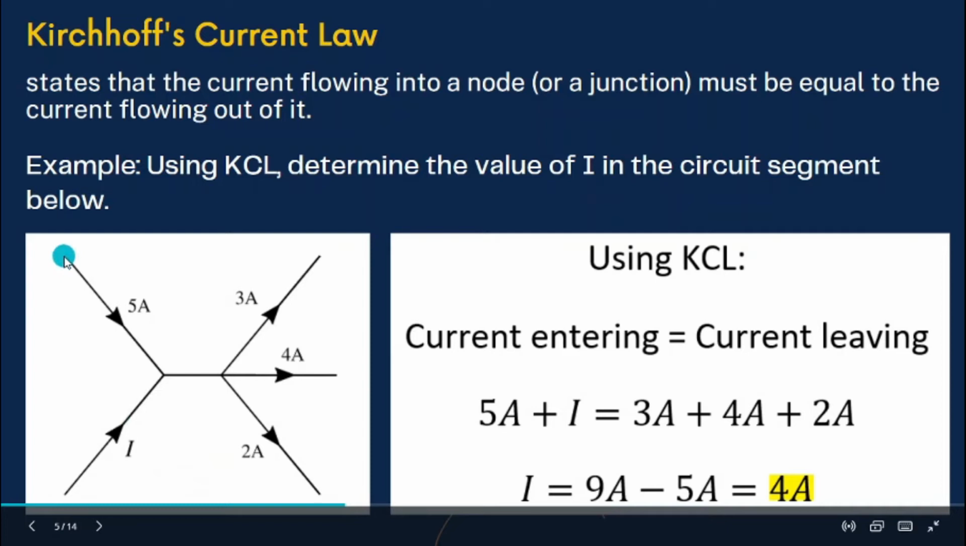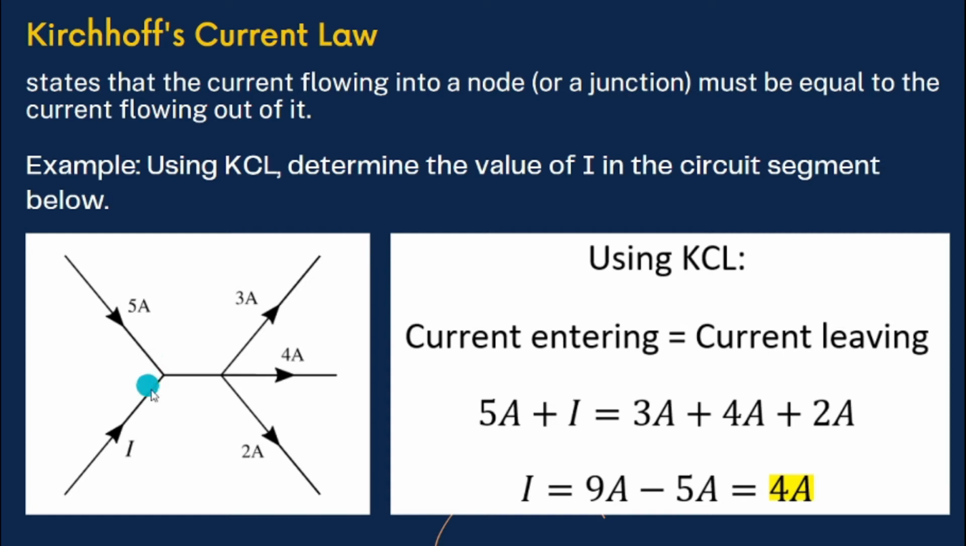In this case, we have 5 wires. And then the wires have currents. Okay, this is 5 amperes, I, 3 amperes, 4 amperes, and 2 amperes. As you can notice, there's also a direction in the arrow. Okay, so this point here, class, where the 5 wires actually meet, this is what we call the node or the junction. Okay, so the current flowing into the node must be equal to the current flowing out of it.